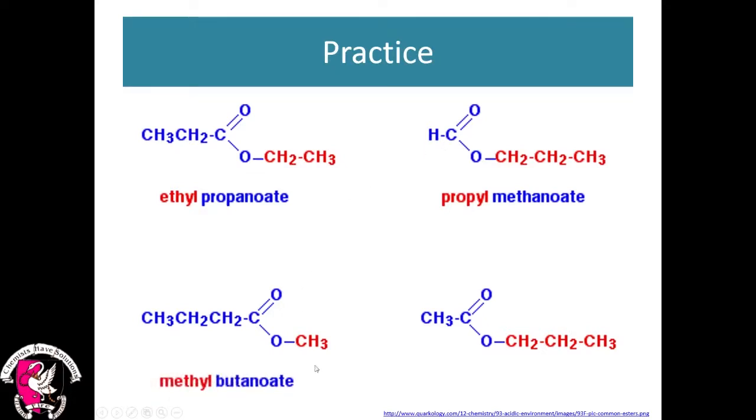Then we have methyl butanoate, so the methyl bit obviously from the alcohol, and 1, 2, 3, 4 carbons long, so butanoate from butanoic acid. And then finally propyl ethanoate, so 1, 2, 3 carbons long, came from propanol, and 2 carbons from this carboxylic acid, so that's ethanoate, so propyl ethanoate.